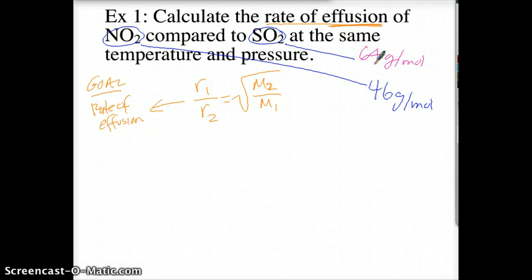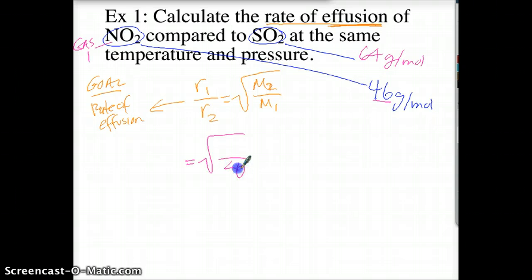Now I gotta plug some numbers in. And you might be thinking, wait, Mr. Shar, how do I figure out which is gas 2 and which is gas 1? It doesn't matter what you call which one. As long as you're aware of, let's say we want NO2 to be gas 1, we gotta make sure that we plug in the molar mass of 46 down below. So let's go ahead and do that.